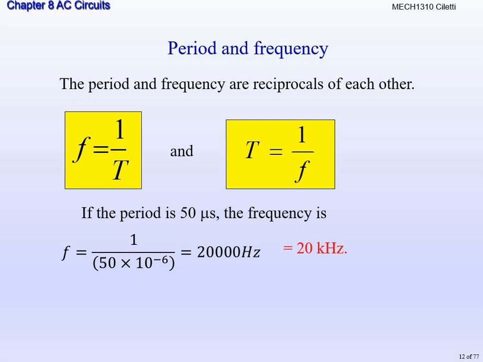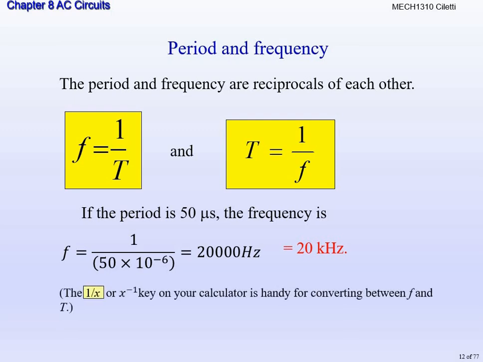So going back and forth between period and frequency is relatively easy. You just need to make sure that you're using seconds. You can also use the 1 over x button if you have some older calculators, or the x inverse button on your calculator, so you don't actually have to type in 1 over 50 times 10 to the minus 6. You can type in 50 times 10 to the minus 6 to the negative 1 power, and it still will give you the 20,000 you're looking for. Just a little shortcut in your calculator. Maybe pause the video and make sure you're getting the same answers that I have up here on the screen.